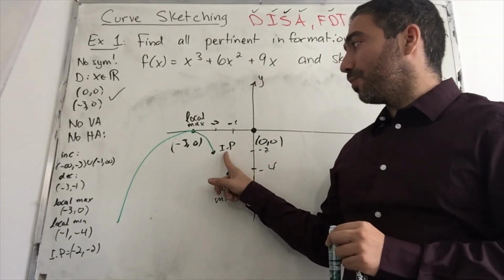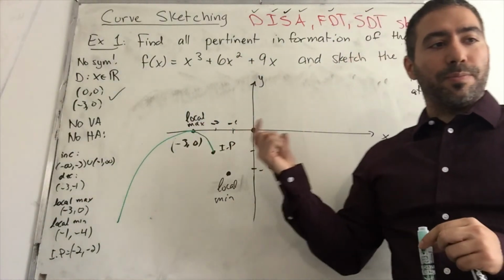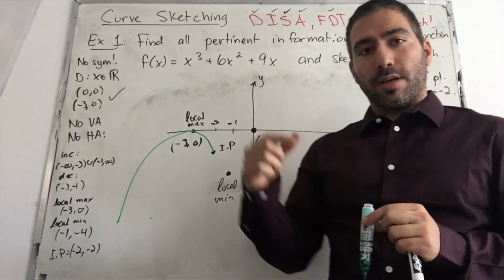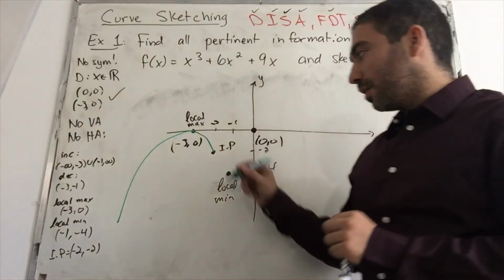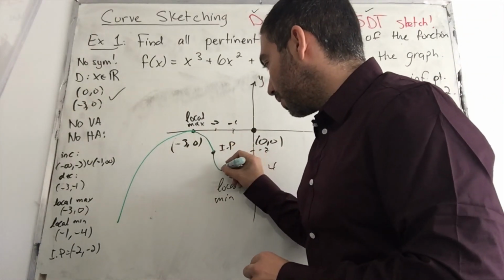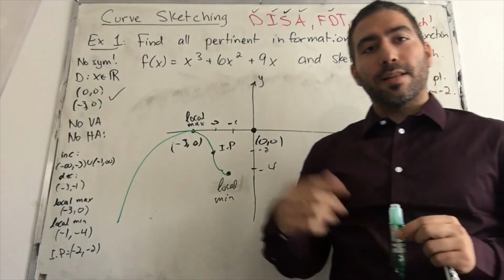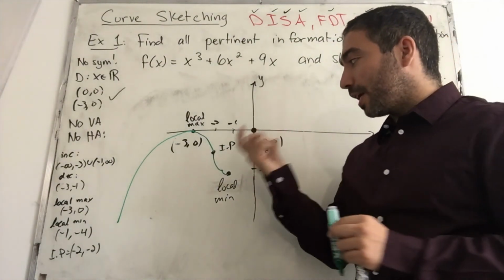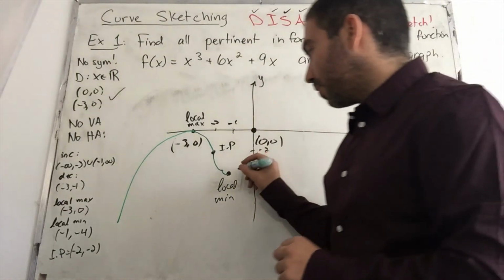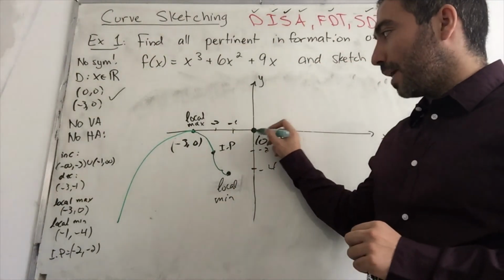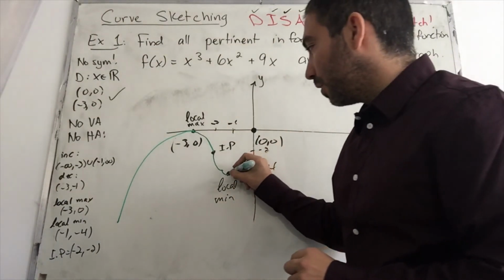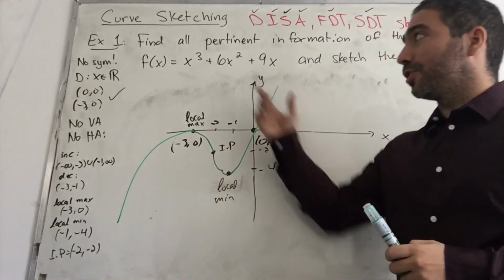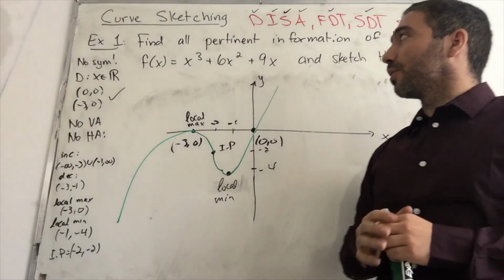We now hit our inflection point. Then on the table, we saw that on the interval between negative 2 and negative 1, it was concave up and decreasing. So something that looked like this. And then lastly, from negative 1 to positive infinity, it was concave up and increasing. So it looked something like this. At the same time, it has to pass through the origin because that's an x-intercept. So it's going to look something like this. And this is the sketch of the function f of x equals x cubed plus 6x squared plus 9x.